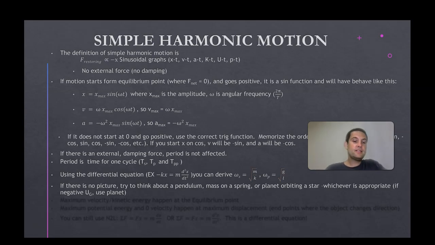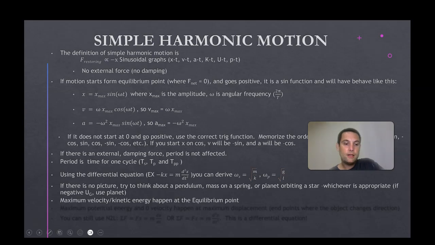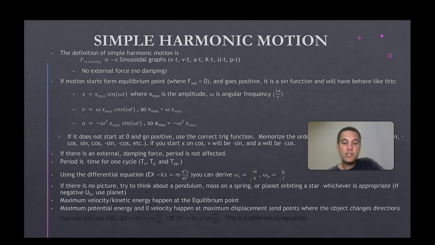Your maximum velocity or kinetic energy are going to happen at the equilibrium point for your oscillation. Meanwhile, the maximum potential energy and zero velocity happen at maximum displacement, endpoints where the object changes direction.